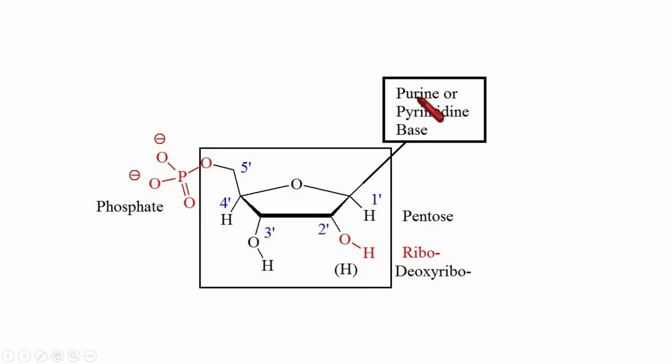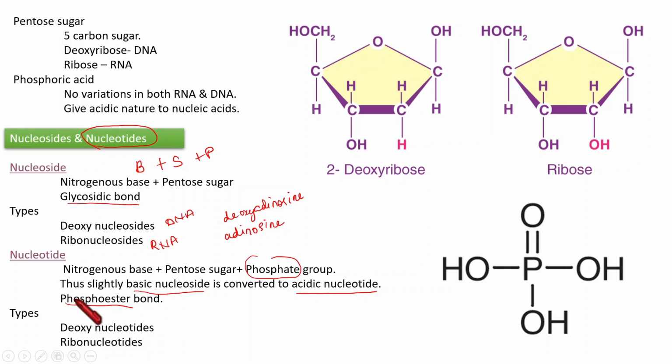So here is either a purine or pyrimidine. Commonly we can call it a base. So the base will be there, and it is attached to the sugar, the pentose sugar, and this pentose sugar is connected through a phosphoester bond to a phosphate group. So this is the structure of a nucleotide. Here the base is there, then the sugar is there, and the phosphate group is there. So all together they form the nucleotide.